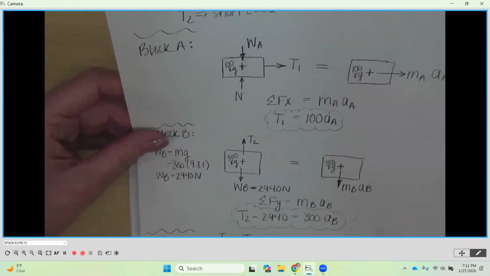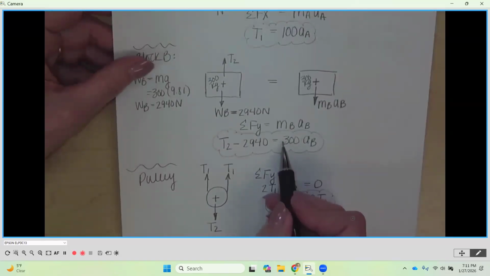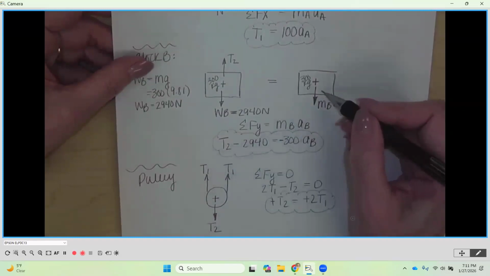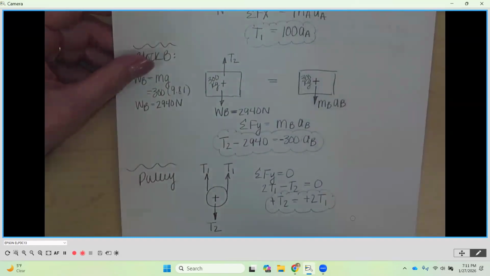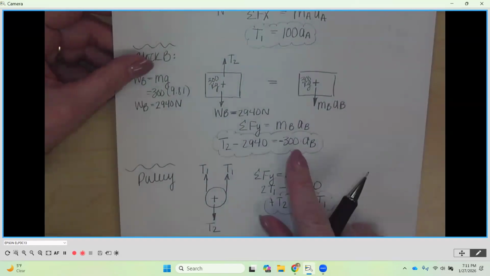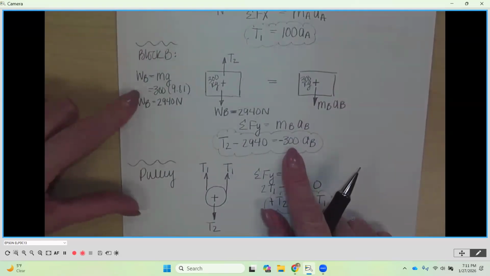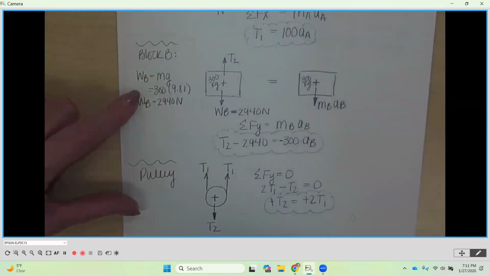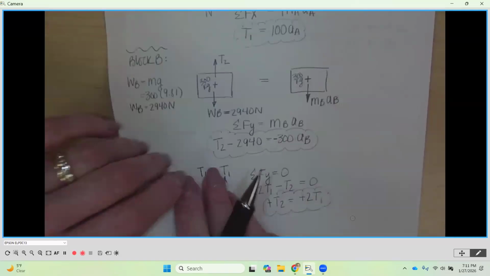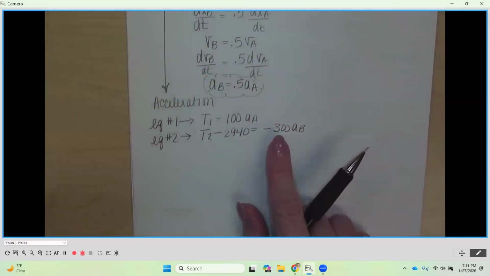Oops, did we have a negative? Oh, we didn't. I'm so sorry. This should be negative because this is going down. My mistake. If you go back to block B, it should be negative 300 on this side because it's going down. I missed that negative sign. I'm sorry. It's because of the Y direction. So make sure that negative is there.